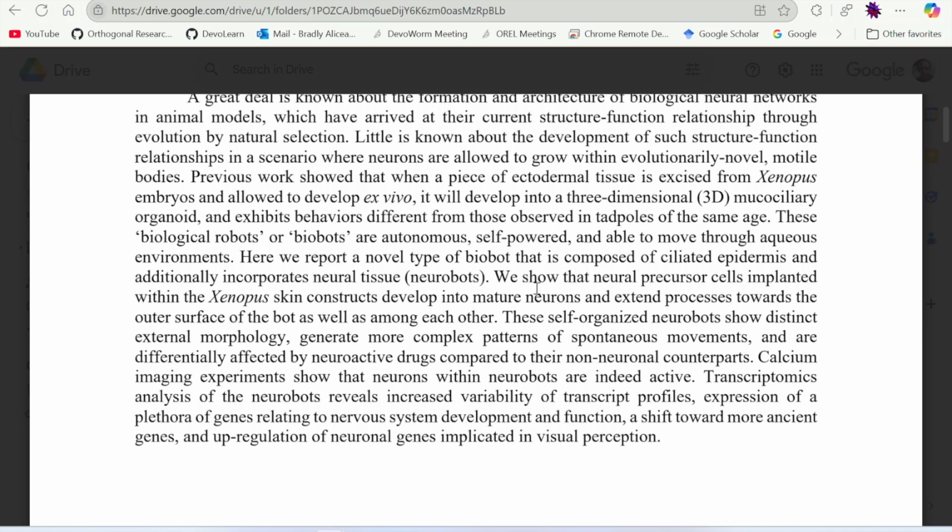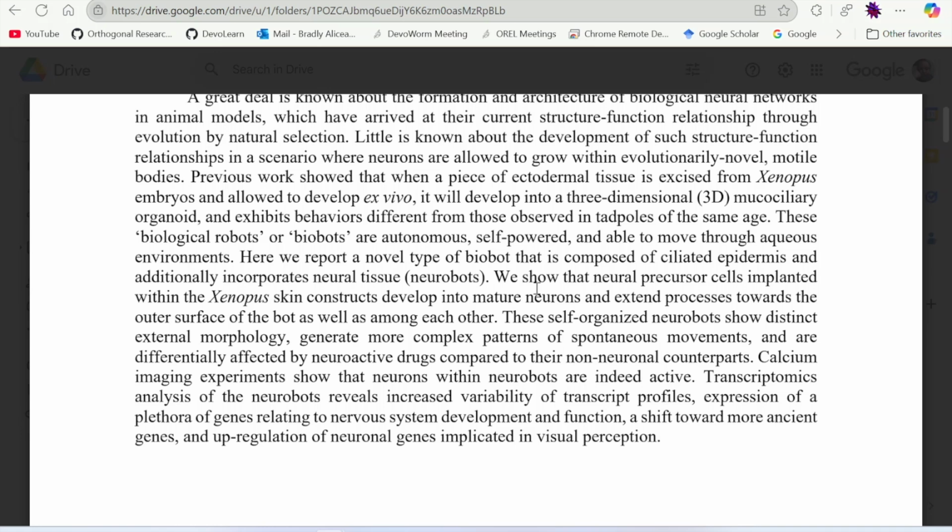We get the expression of genes related to nervous system development and function, which means that these neurons are indeed differentiating down a neural pathway and not some other pathway, and that they're mixed in with skin related genes and things like that.